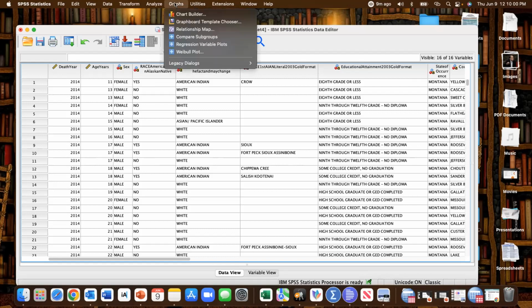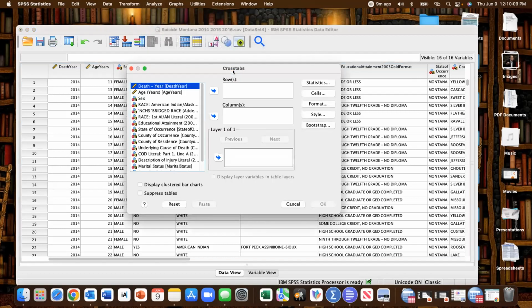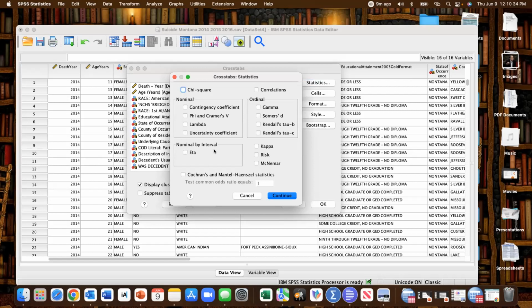So in SPSS, if we go to Analyze, then Descriptive Statistics, and then Crosstabs, we have rows and columns that are going to be tabbed together. So we said sex for one and marital status for the other. Now I'm going to put in this cluster chart because it's very helpful in looking at this. I'm going to select Statistics. What am I going to ask for? I'm going to ask for a chi-square, and that's all I'm going to ask for right there.